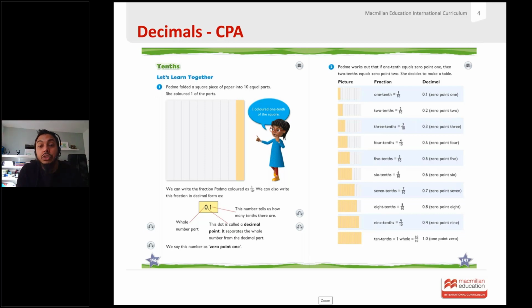And so if you look at our textbooks, our student books, what you'll find is that the first page, for example, on decimals, looks at a visual way to understand decimals. And in fact, here you can see it says, Padma folded a square piece of paper into 10 equal parts. She colored one of the parts. And there you can see Padma, and she's colored one part.